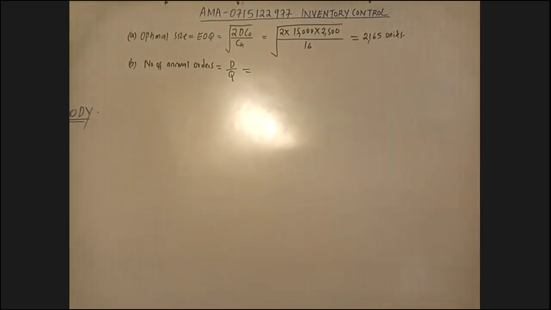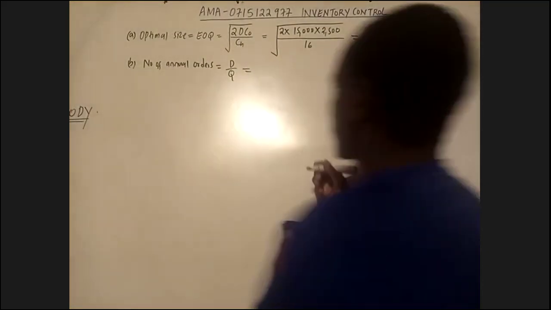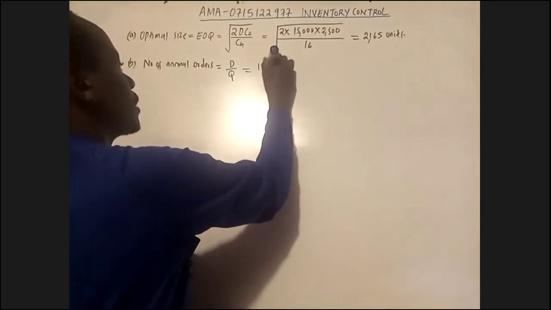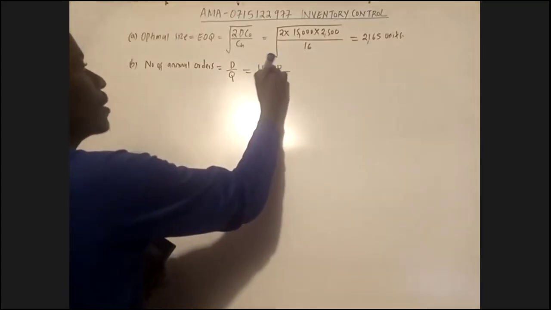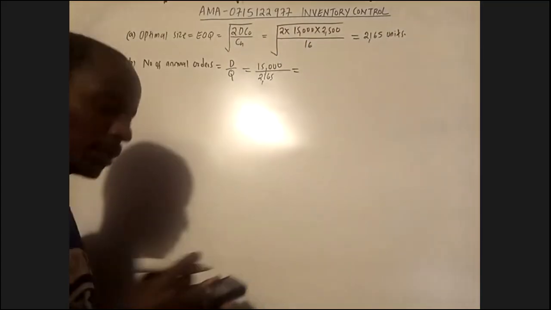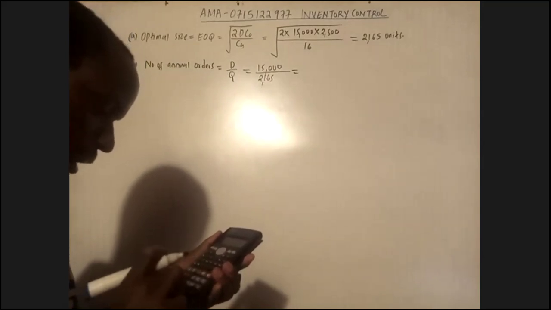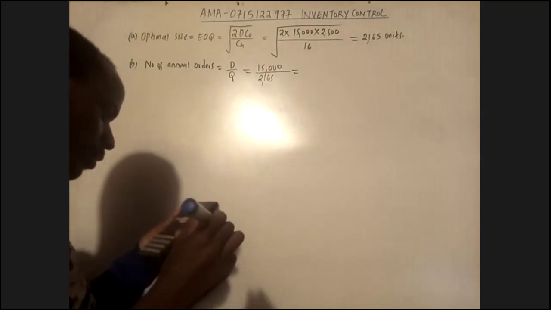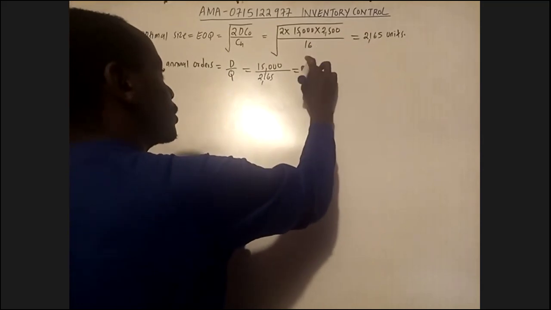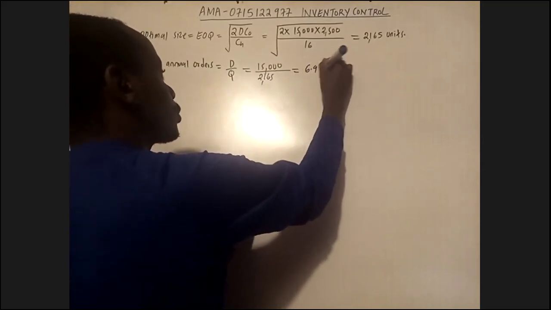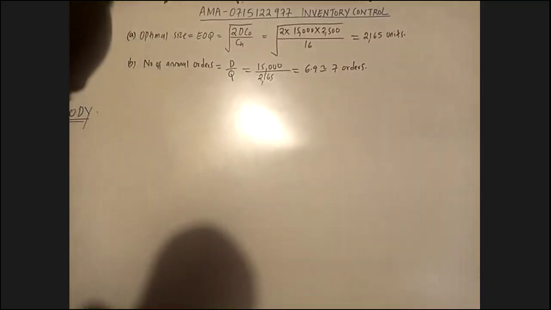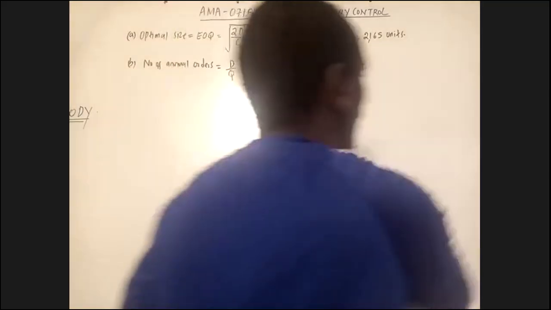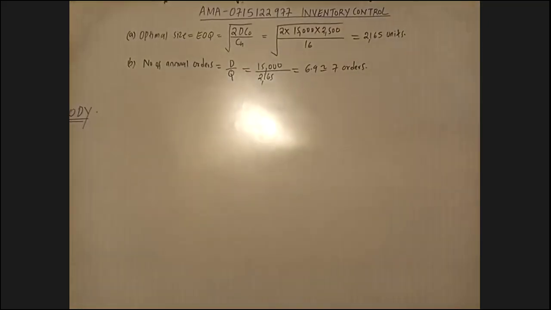Now number of orders is D over Q. D is 15,000, the annual demand, divided by 21.65. Hii tulifanya intermediate level. So I know you know what is that. It is 6.9, which is approximately 7 orders.